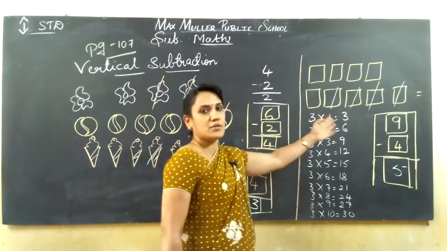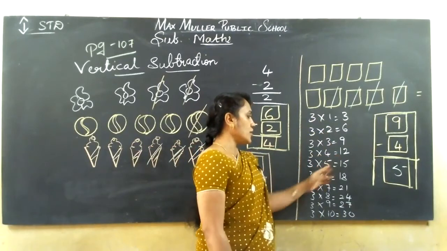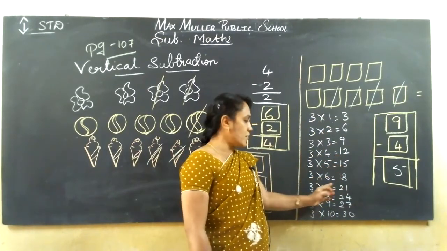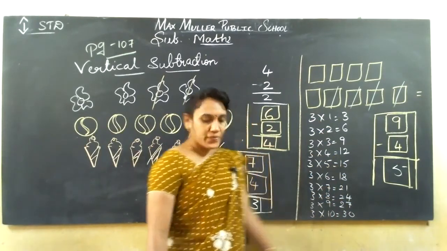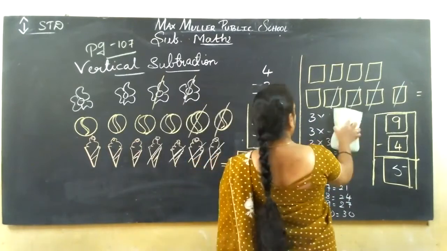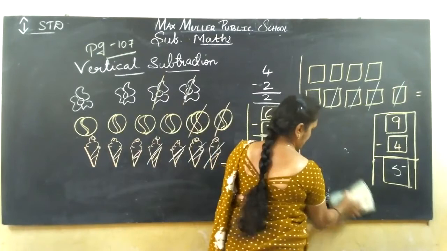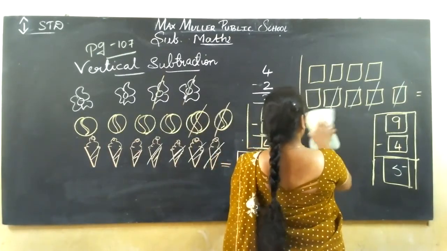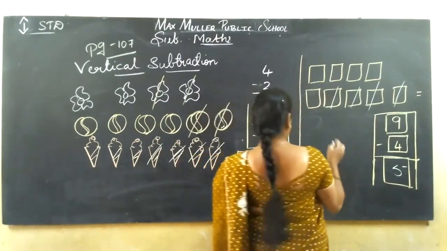Okay. 3 ones are 3. 3 twos are 6. 3 threes are 9. 3 fours are 12. 3 fives are 15. 3 sixes are 18. 3 sevens are 21. 3 eights are 24. 3 nines are 27. 3 tens are 30. You also revise like that. Revise the tables daily. Practice. If you say them 2 or 3 times daily, the tables will definitely come to you.